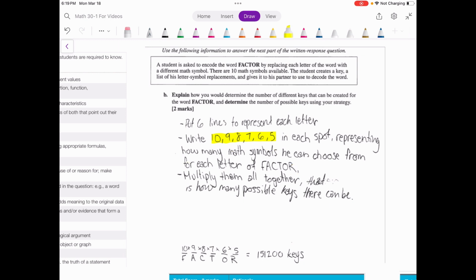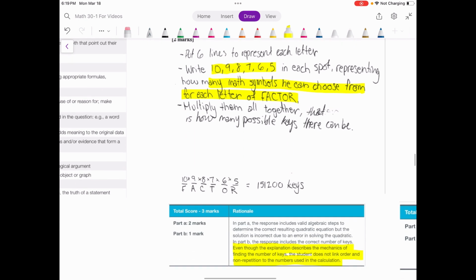They've even said it represents how many symbols they can choose, but why is it 10 times 9 times 8 times 7 times 6 times 5 and not 10 times 10 times 10 times 10 times 10 times 10? Well, because we can't repeat symbols. That was important. Multiply them all together.